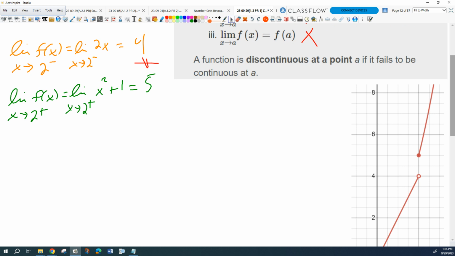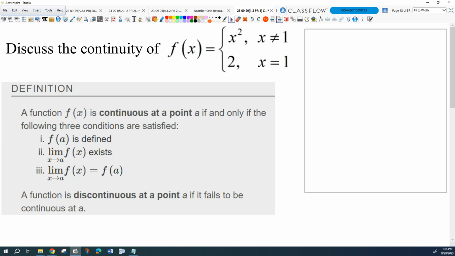Okay? You might wonder why we're doing all this. We're just trying to build some intuition about continuity here. That's kind of what today's about. Okay, how about this one? We don't have a graph. We've got to go through this one piece by piece.